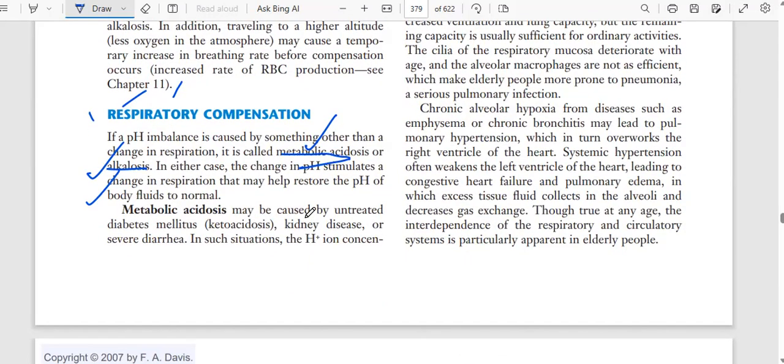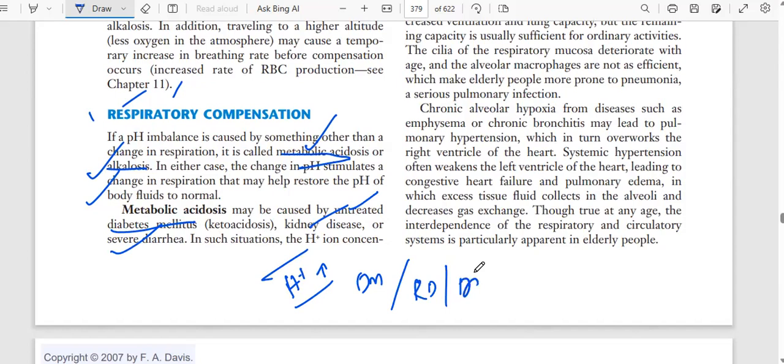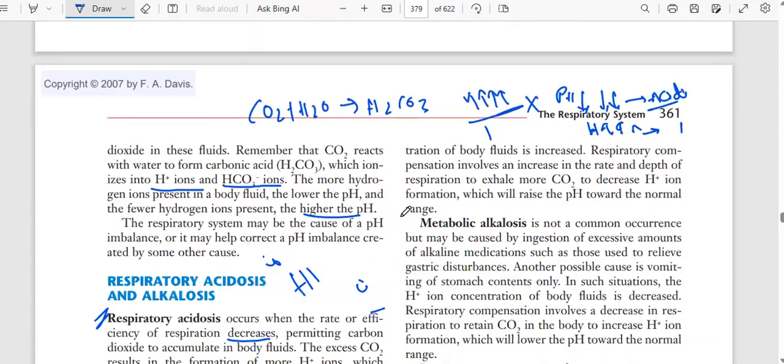Metabolic acidosis may be caused by untreated diabetes mellitus, ketoacidosis, kidney diseases, or severe diarrhea. What will happen in metabolic acidosis? In this condition, H plus ions increase. So what are the causes? It may be diabetes, kidney disease, or diarrhea. These are the three conditions which will cause metabolic acidosis. If we can't treat it, the H plus ion concentration of body fluid is increased.